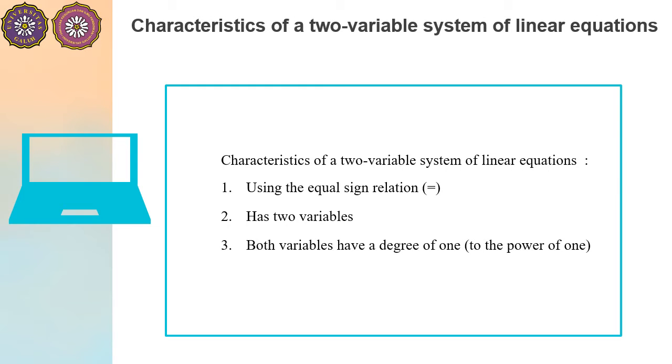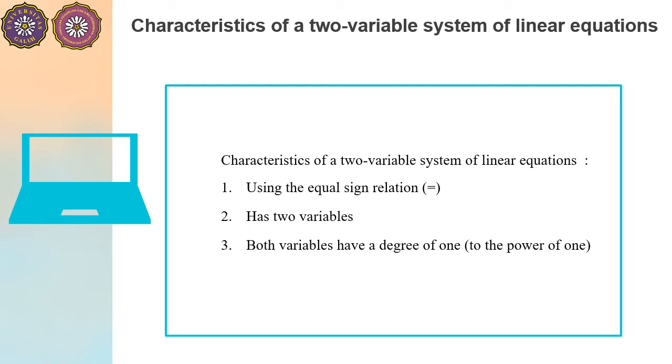Characteristic of a two-variable system of linear equation. 1. Using the equal-sign relation. 2. Has two variables. And 3. Both variables have a degree of 1, to the power of 1. It relates to linear equation system of two variables.